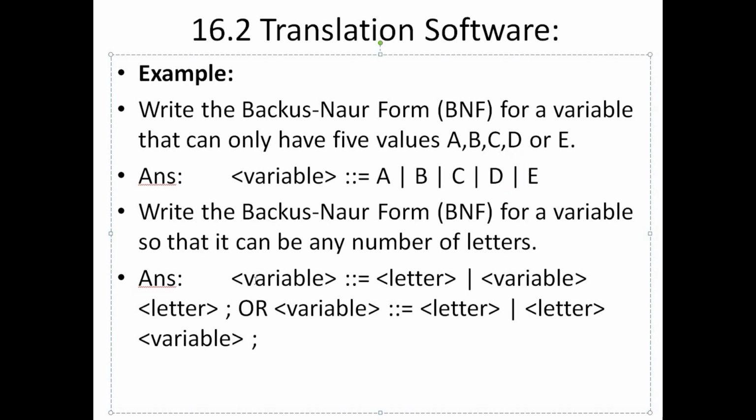If you have to write the BNF form for a variable that can be any number of letters, how can you write that? A variable should be equal to a single letter or variable followed by letter. Or you can write it as variable should be equal to, or should consist of, a letter and a variable. If you write this or you write this, both of them will be considered perfectly acceptable.